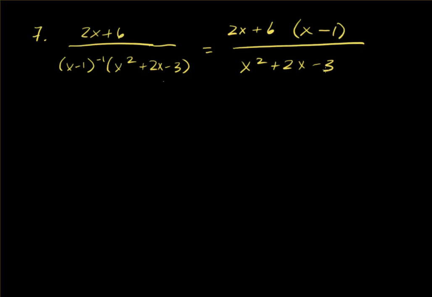Now, GCF, greatest common factor. We have a 2x plus 6. So what are we going to do with that 2x plus 6? Let's go ahead and factor out a 2. So x plus 3, x minus 1.